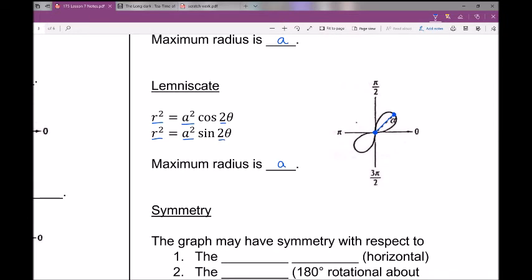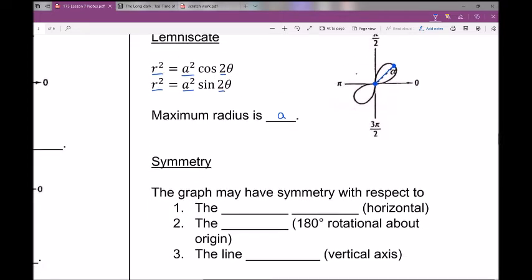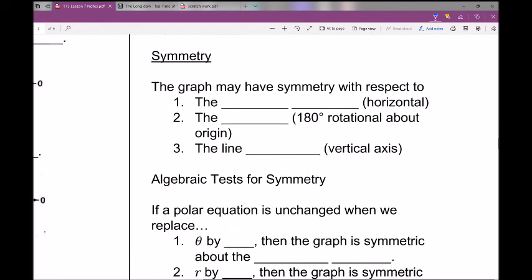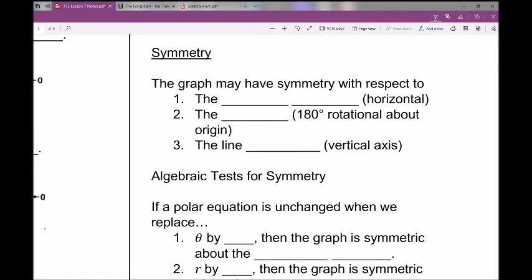But one thing we can do with these polar graphs is test them for different kinds of symmetry. So if you remember back in algebra, you probably learned about even and odd graphs, and I know we did a little bit of that with the trig functions. Polar graphs are the same way. They can have horizontal symmetry, they can have 180-degree symmetry, or they can have vertical symmetry. So the names of these different symmetries are a little different though. We don't usually call them even and odd because we're not talking about an x and a y axis.